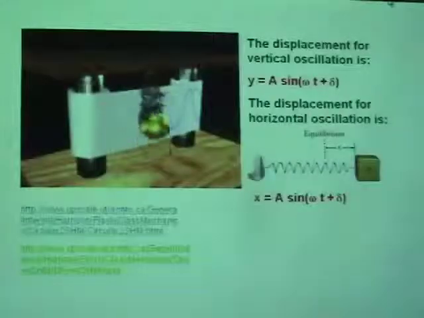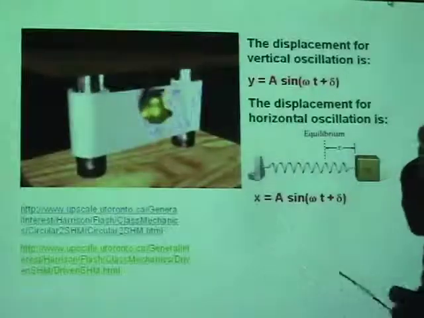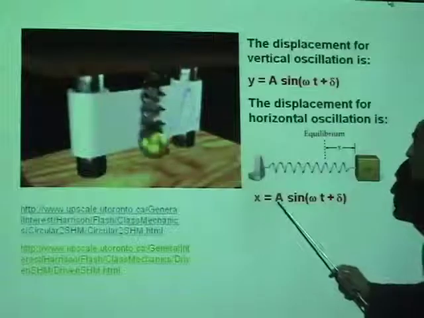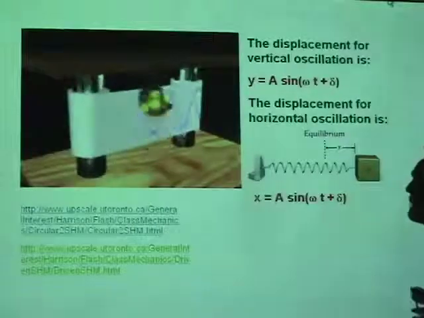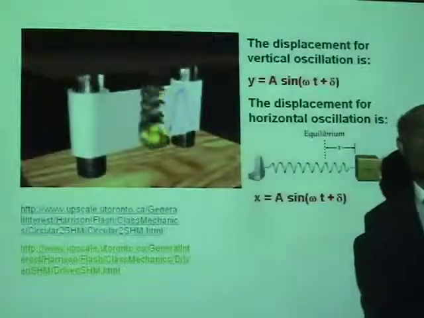So what will be the equation for that oscillation? For a horizontal oscillation, x equals a sine(omega t plus delta).